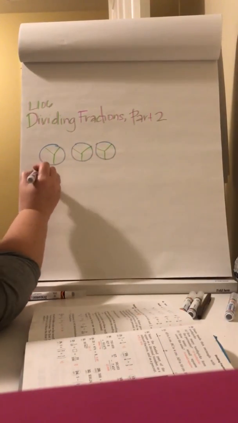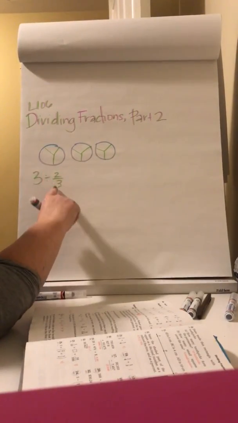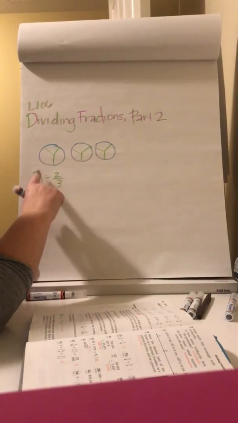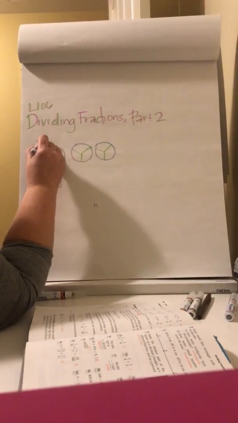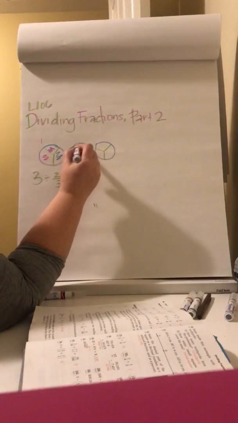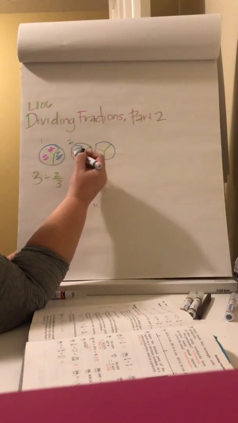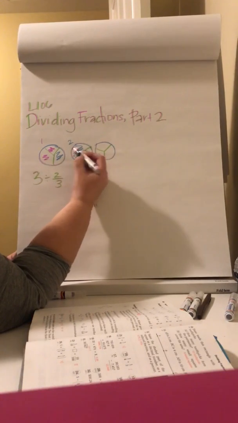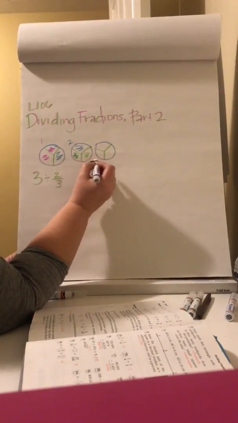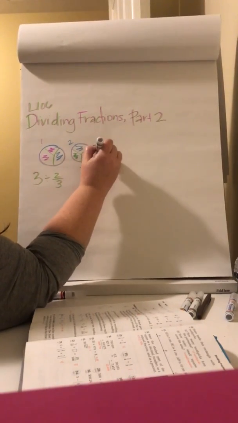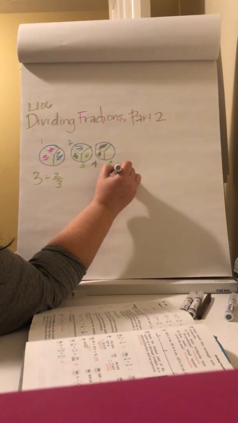And then we'd see how many 2/3 fit into our 3 circles. So here is our first one. There's our second one. There's our third one. There's our fourth one. But we have 1/3 left over.